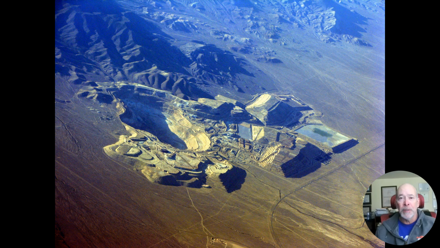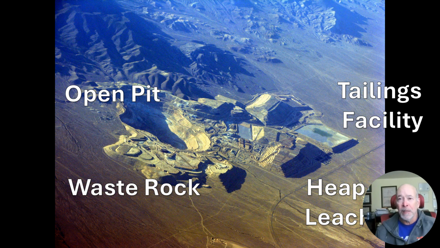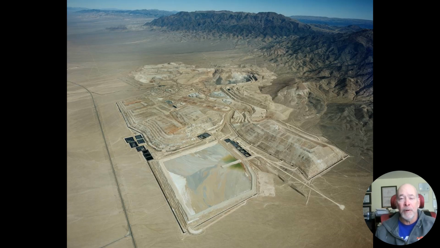Here's a mining operation in Nevada that I'm very familiar with. This is a funny aerial photo. Open pit is pretty obvious on the left-hand side. There's waste rock right next to the pit. That's very normal to have waste rock right next to the pit. Here's a heap leach facility, and right next to it's the tailings facility, and right smack dab in the middle is the plant.